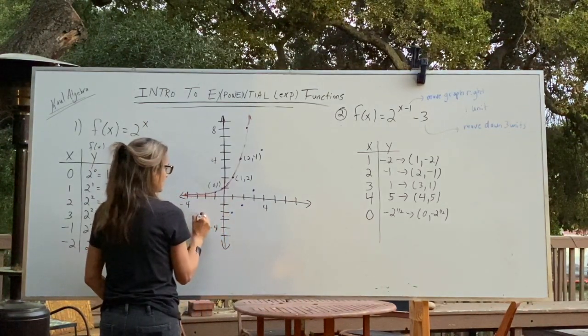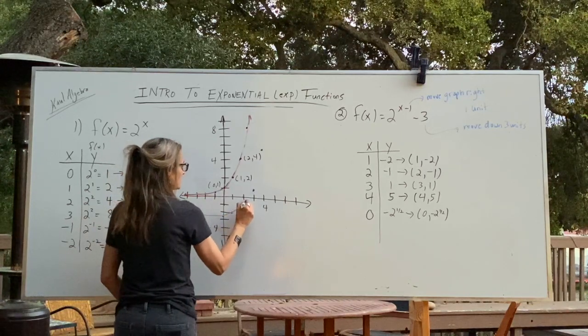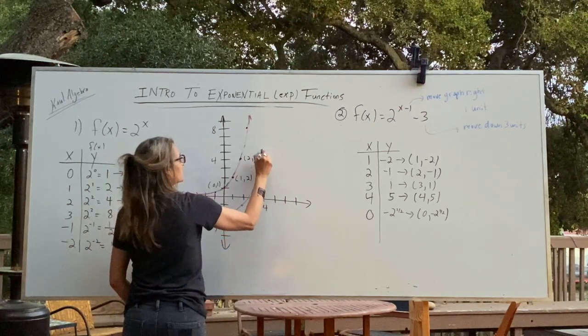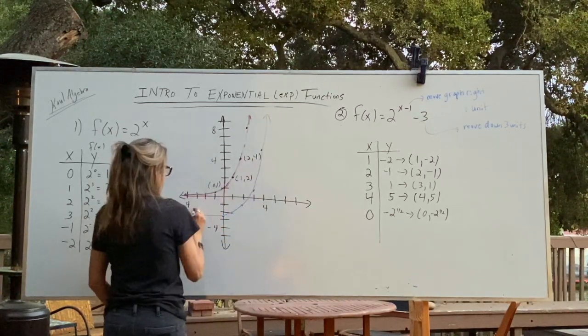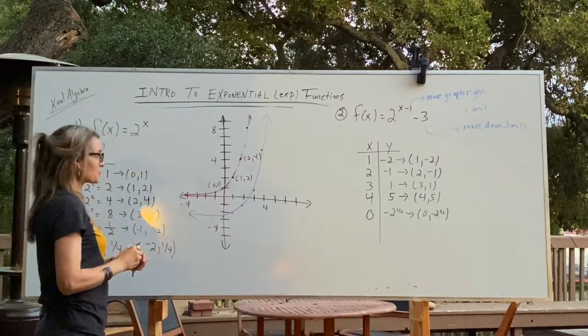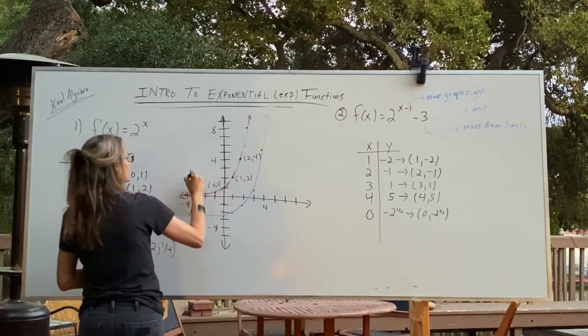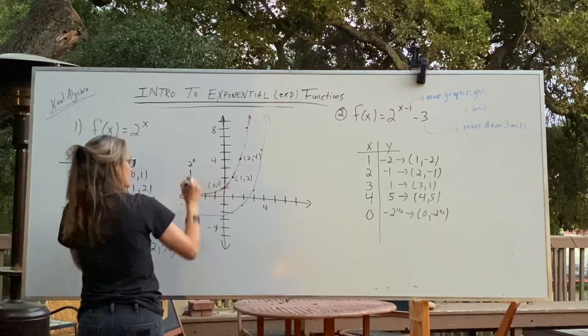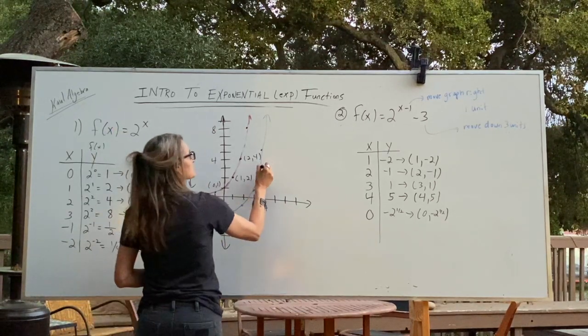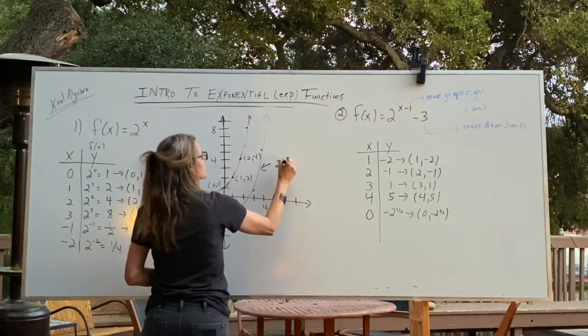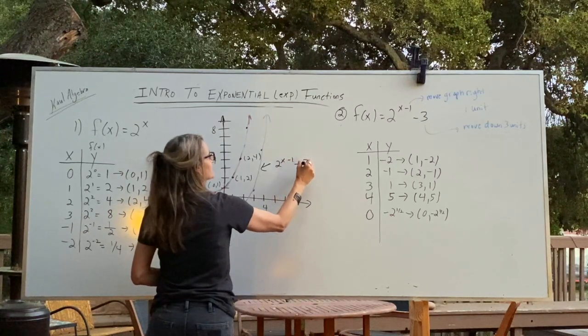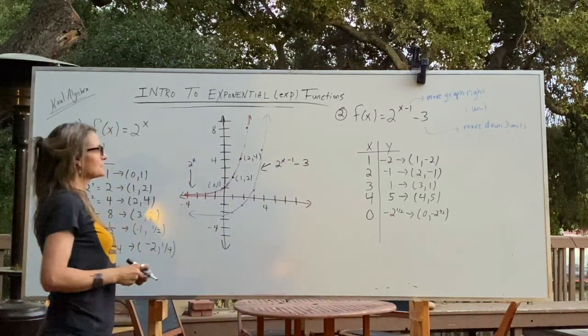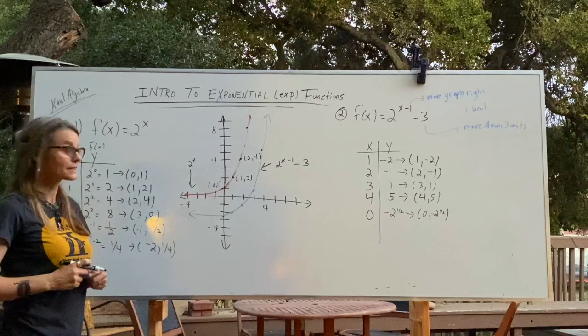So I'm going to get my general graph to be something like this. Okay. So what I have so far is a 2 to the x graph here, and this one is my 2 to the x minus 1 minus 3 graph. Okay, so that's another variation of the 2 to the x graph.